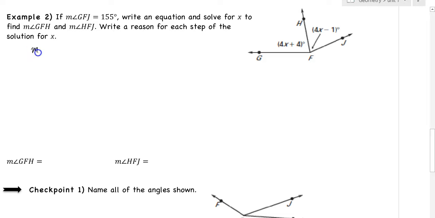So, the measure of angle GFH plus the measure of angle HFJ equals the measure of the entire big angle GFJ. Angle addition postulate.